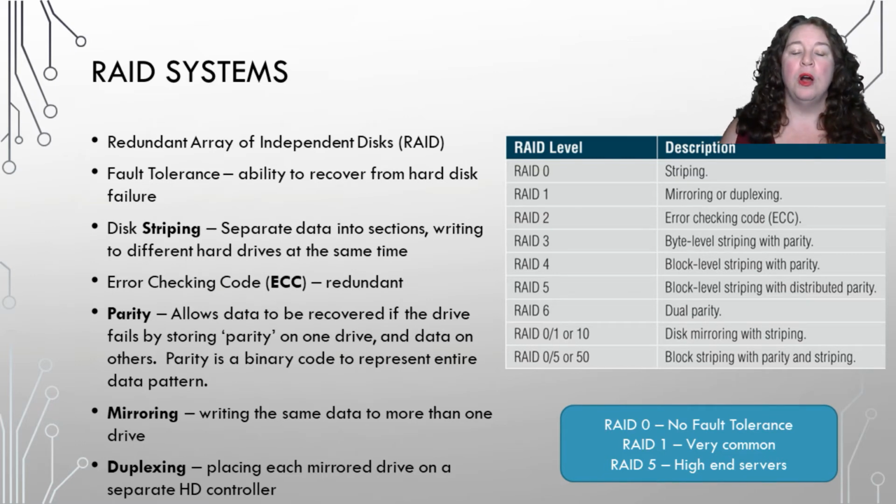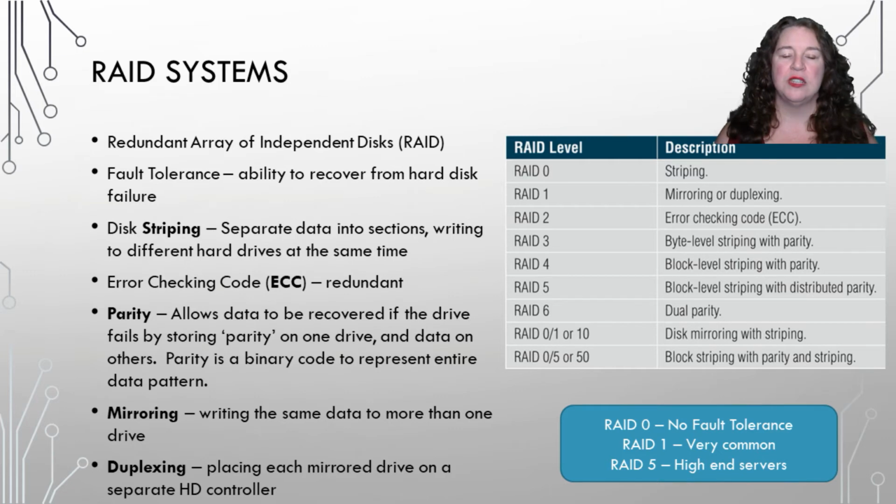RAID 1 also sometimes includes what we call duplexing, which is mirroring, but putting them on different hard drive controllers. So each controller controls a different hard drive. They're separated so that if one fails, the other one can still be used. So your basic RAID 1, level 1, is probably one of the more common. It isn't very, very expensive, but it does allow you to have multiple drives with fault tolerance.